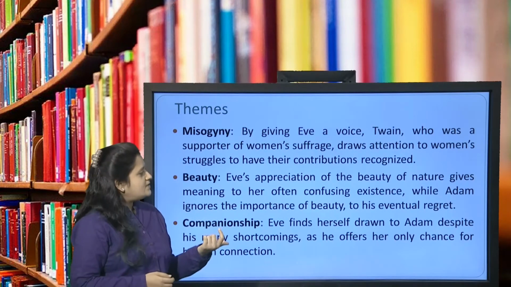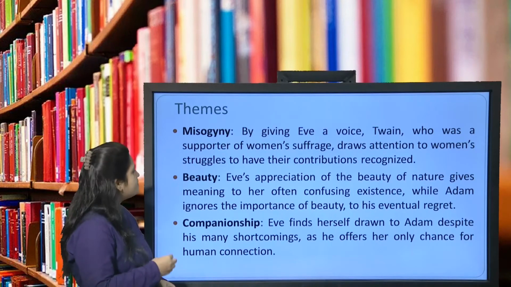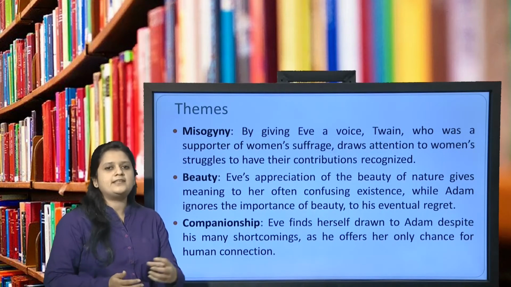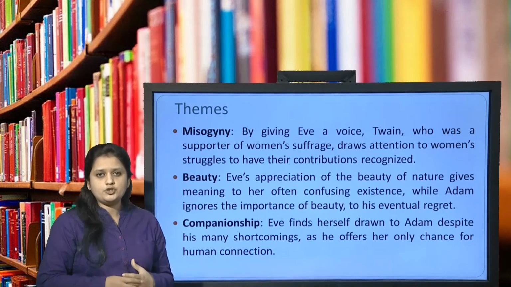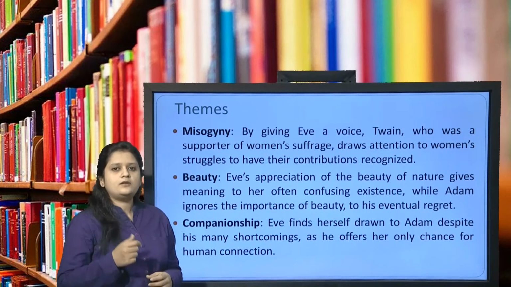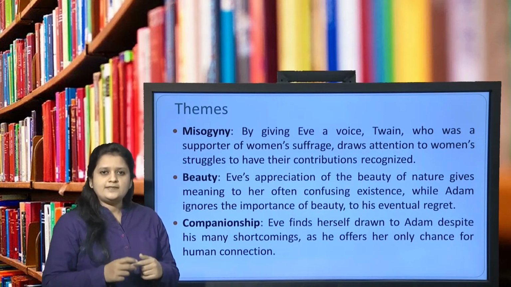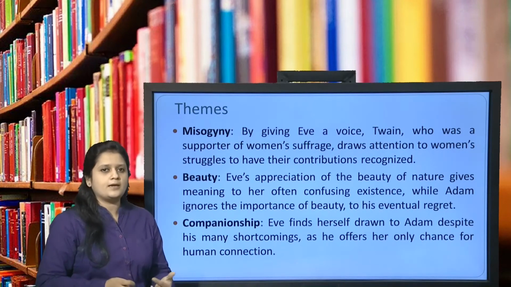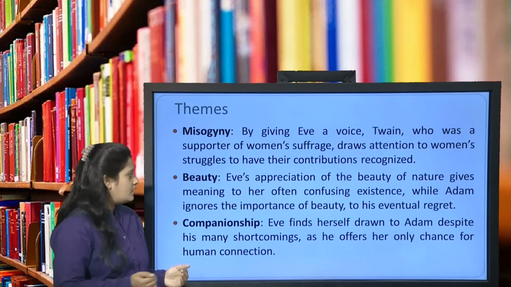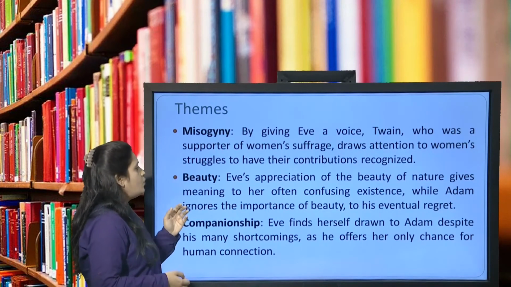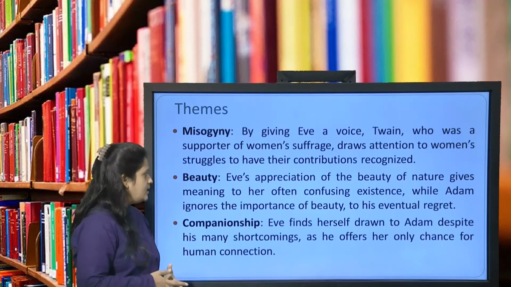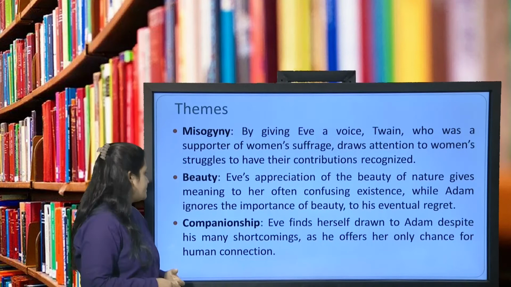And Eve's appreciation of the beauty of nature gives meaning to her often confusing existence. So how Eve has been portrayed in Eve's Diary by Mark Twain makes a difference, that she is curious about her own existence and she starts questioning, she starts thinking, and also she appreciates the beauty of nature that is there around her. While Adam is portrayed to have been ignoring the importance of beauty to his eventual regret.